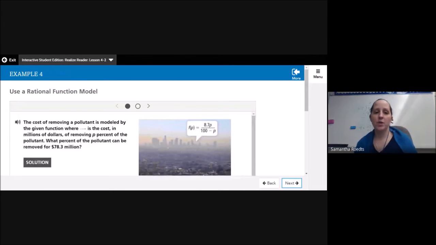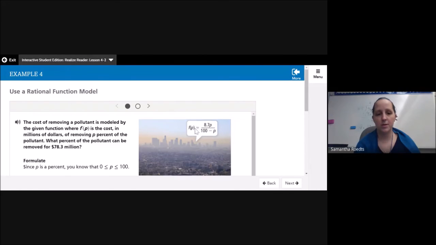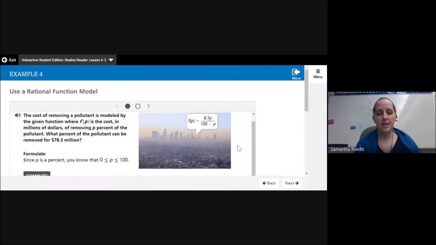All right, example 4, use a rational function model. The cost of removing a pollutant is modeled by the given function where f of p is the cost in millions of dollars of removing p% of the pollutant. What percent of the pollutant can be removed for 78.3 million? Okay, so here's my model. Since p is a percent, you know that 0 is less than or equal to p, which is less than or equal to 100.